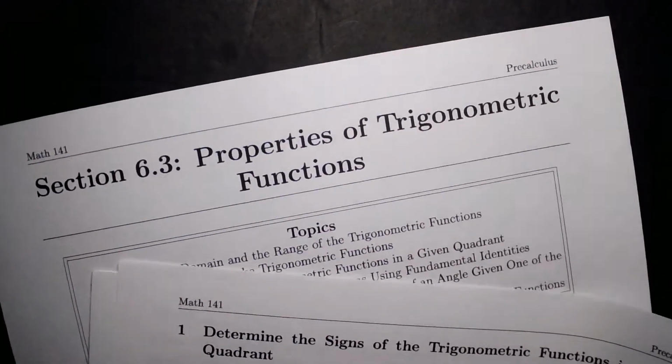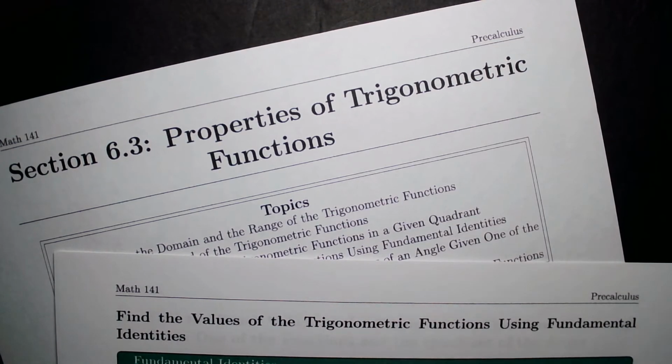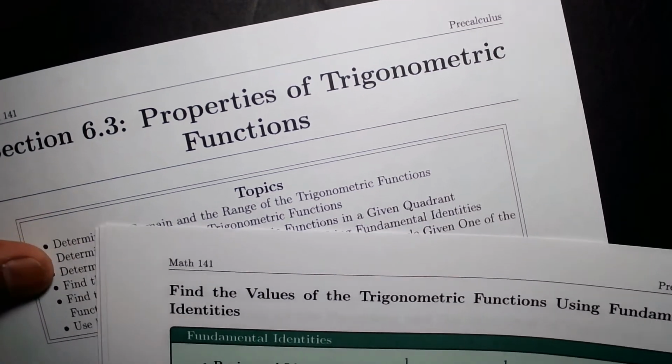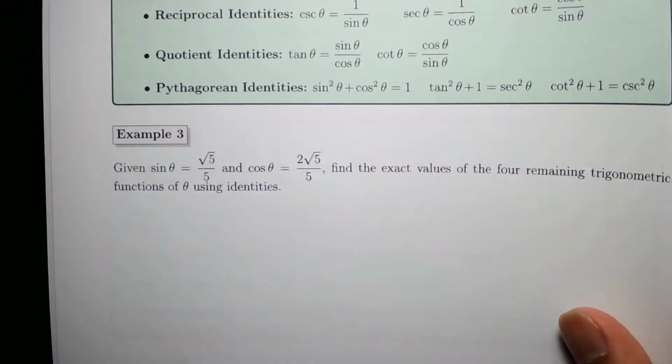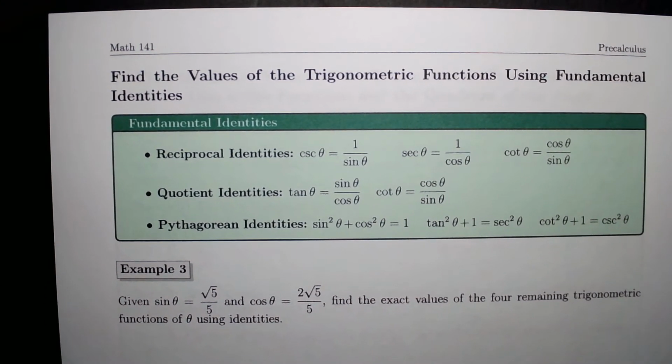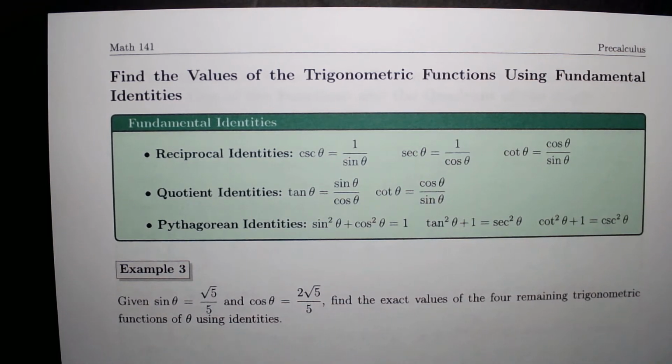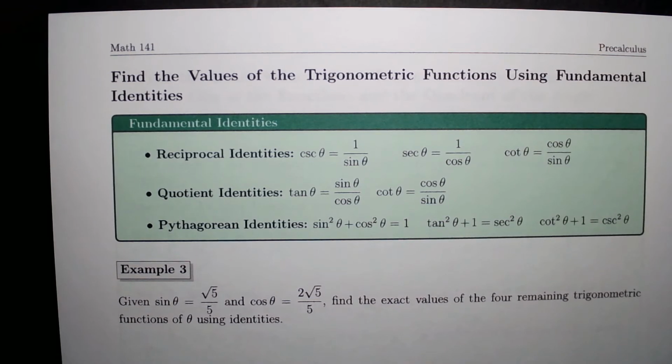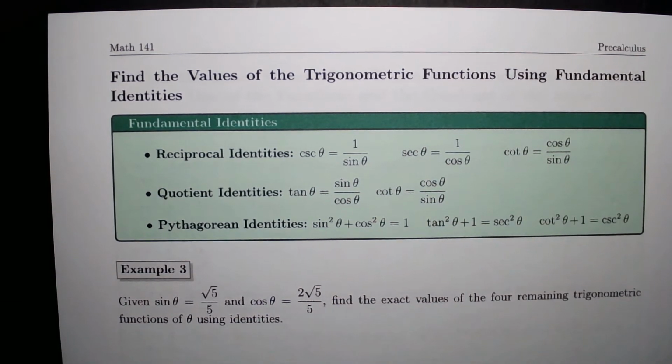Let's see what we have. Finding values of trigonometric functions using fundamental identities. Just give me one second here. I feel like I lost some of the charts. All right, finding values using fundamental trigonometric identities.